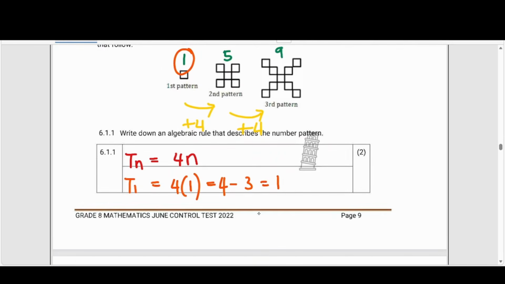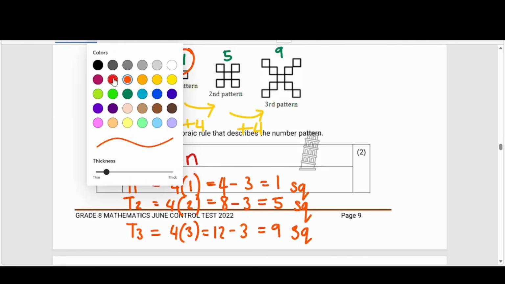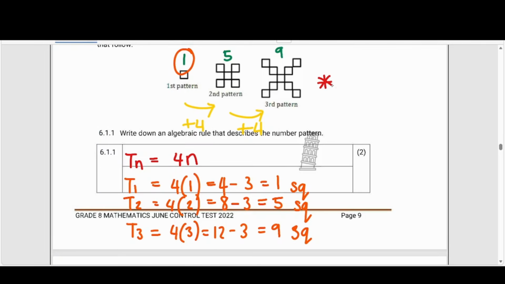Let's check if that works for the second term. So term 2 is going to be 4 times 2, which is 8, take away 3 gives me 5 squares. Okay, so this is looking like the right one. For the third sequence, I'm going to go 4 times 3 is 12. Take away 3 is 9 squares. Yeah, so this is the correct general equation. So I'll just put it here so we know. So for any term, Tn, it is always 4 times the number of the pattern, take away 3.